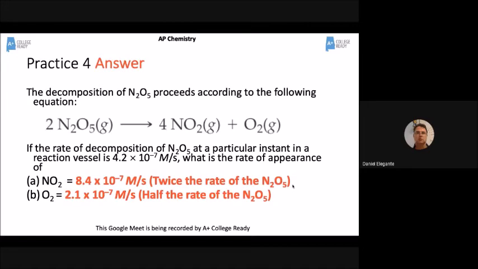If we look at the answers, the answer for NO2 was 8.4. The answer for O2 was 2.1. And that's because of the ratio of N2O5 to O2. So for every 2 of those, you only get 1 O2, so it's half the rate. For every 2 N2O5s, you get 4 NO2s. So that's going to be twice the rate.